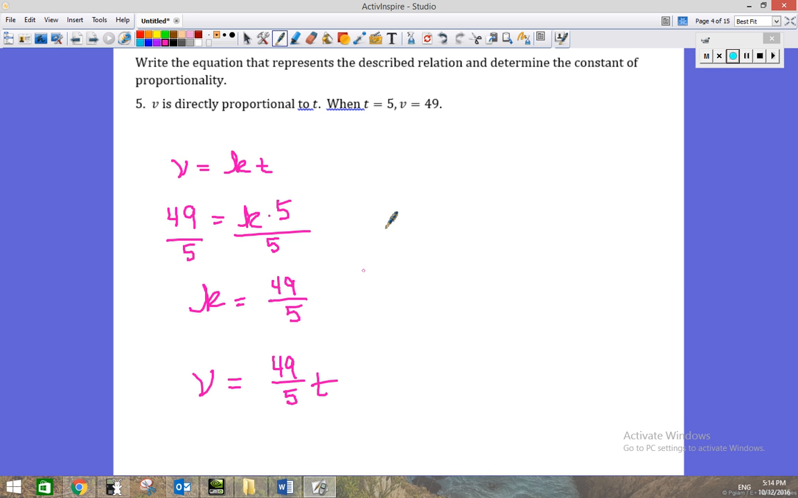And they might give me different values of t and ask to calculate the corresponding value of v, or different values of v and find the corresponding value of t. It's like the x and y, and this is the slope. As x changes, y changes. But there's my final answer for this.